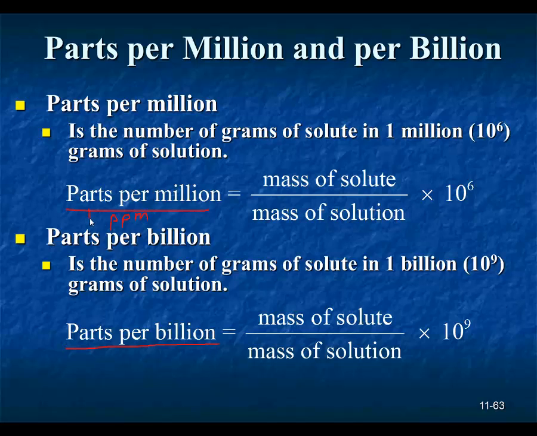So if I see 10 ppm, there's going to be 10 particles for every million particles of the solution, or about 10 grams for every million grams of the solution mixture. And ppb is going to be the abbreviation for parts per billion that you might run into.